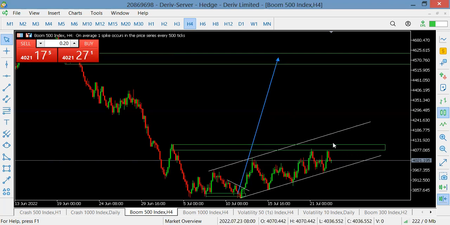It will either break the zone and continue to the upside, or eventually break the zone and continue to the downside. All in all, we won't be taking any trade. Personally, I won't be taking any trade on 500 until I see either of these two trend lines broken. So that is that about the 500 index.